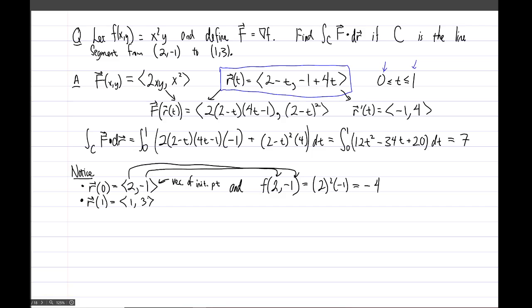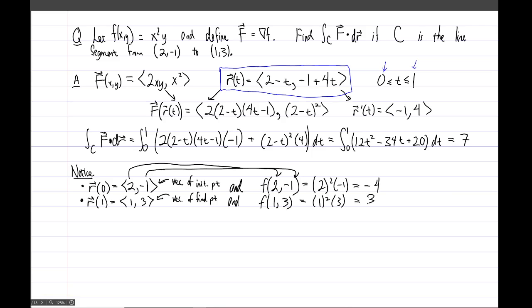Okay, well, we kind of knew, right, that it'd be this point anyway. I'm just trying to set it up. So this is the vector version of the final point of the parameterization. Capital C is this line segment that goes from (2, -1) to (1, 3). So we're not surprised at the vector that we get here. But if we then take that in point form, (1, 3), and feed that into the function f, we get 1 squared times 3, which is the number 3.